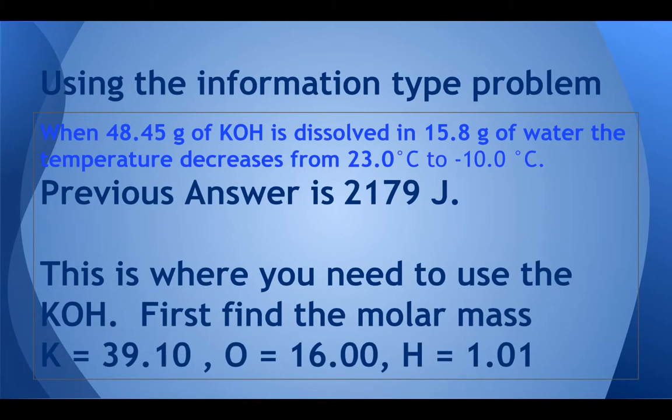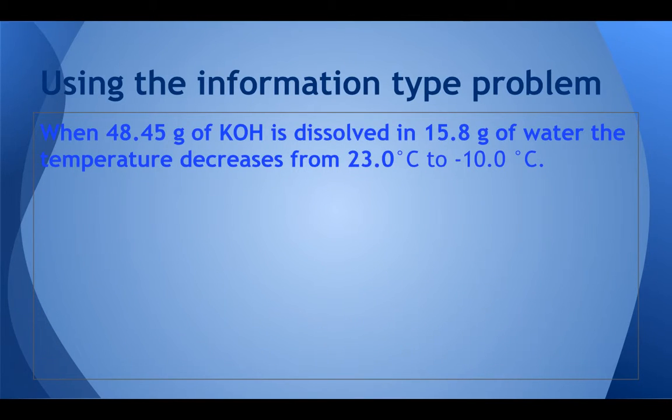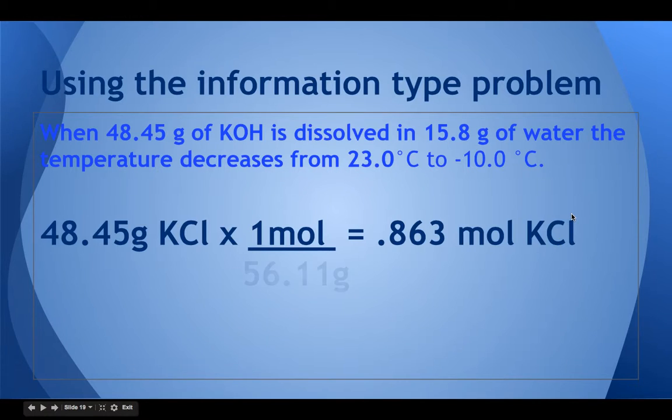K was 39.10, O is 16, H 1.01. I got that from the periodic table. I found the K, I found the O, I found the H. I add them all up and I get 56.11. So how do I do this? Well, I take my molar mass here, my grams will cancel, and I am left with 0.863 moles of KOH.